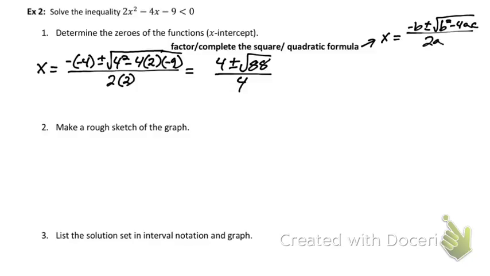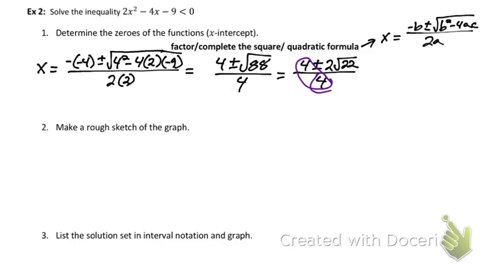Let's simplify it. I'm going to simplify it because I can look at that square root of 88 and say, hey, 4 goes into that. 4 goes into it 22 times, so it's the square root of 4 times the square root of 22. Well, square root of 4 is 2. So we can go one more step and go 4 plus or minus 2 times the square root of 22 all over 4. And I'm going to go one step further, and that is to break this apart into 2 fractions.